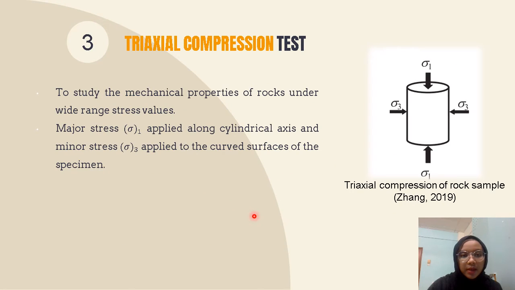Next is the triaxial compression test. This test is used to study the mechanical properties of rock under a wide range of stress values. The major stress, sigma 1, is applied along the cylindrical axis, and the minor stress, sigma 3, is applied to the curved surface of the rock specimen.